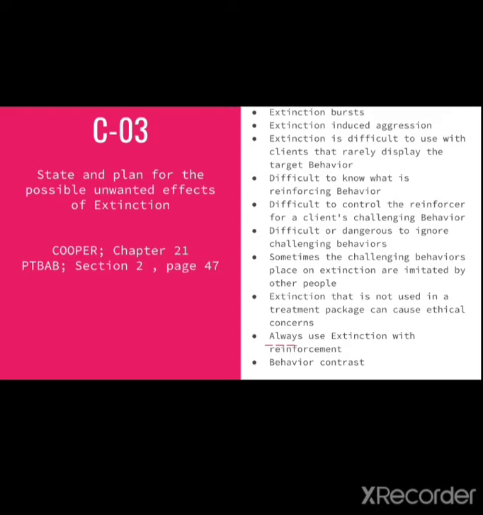Extinction is difficult to use with clients that rarely display the target behavior. When putting a behavior on extinction, it needs to be a behavior that is consistently occurring. It cannot be a behavior that happens once a month, because it's going to be on a variable schedule, and as we know, variable schedules are very hard to put on extinction.